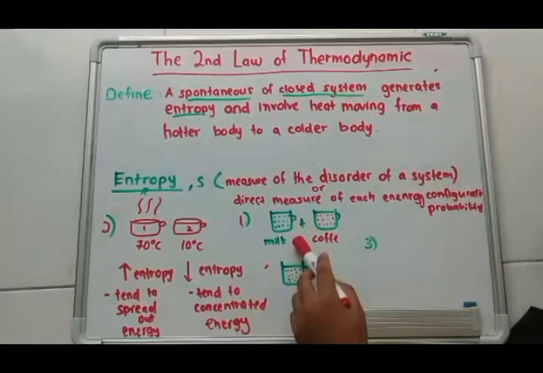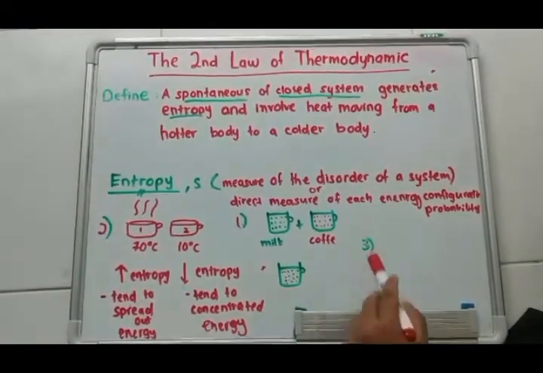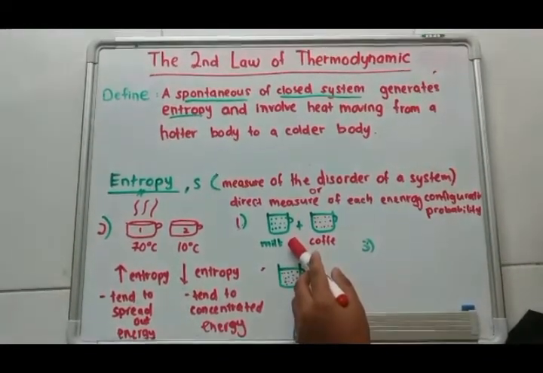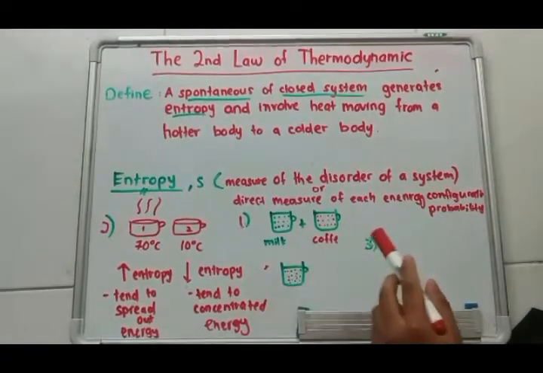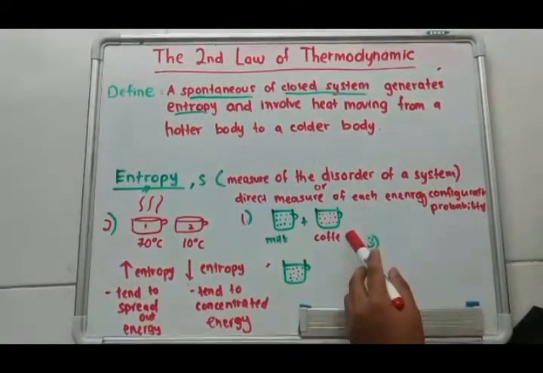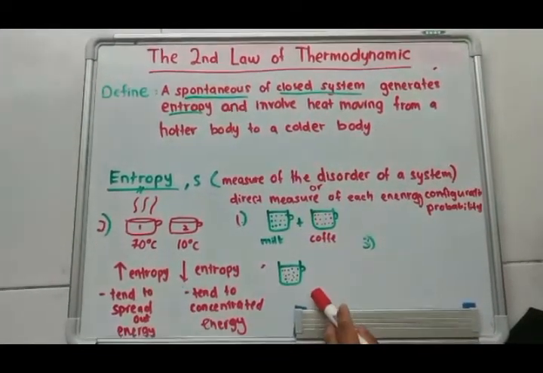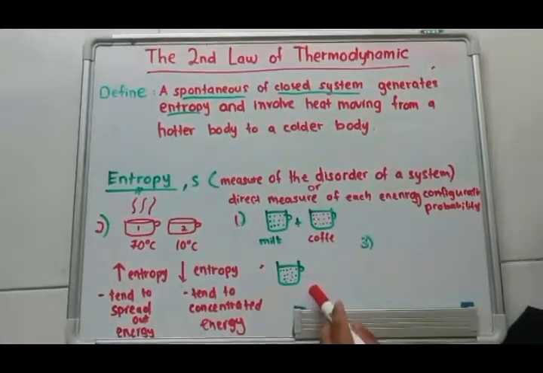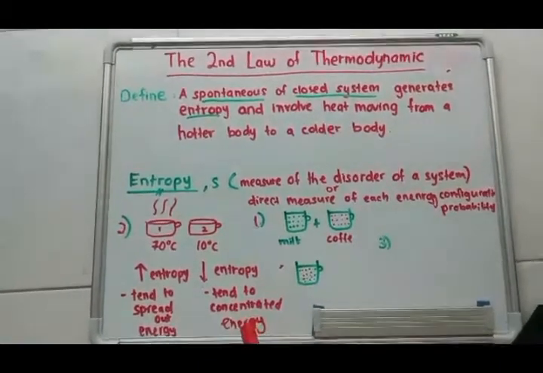Look here, I have a cup of milk and I also have a cup of coffee. In the molecules, we can see the state of the molecules of milk is organized, and also the coffee's molecules are organized. Then when I mix milk and coffee, we can see the molecules are in a disordered state. So we'll go to the second example to help you understand more.